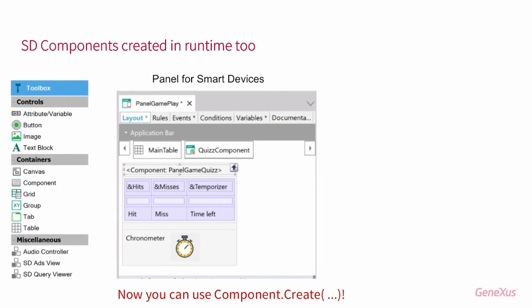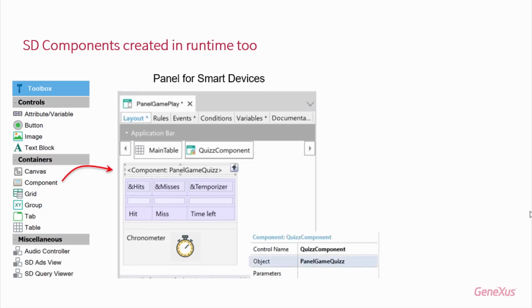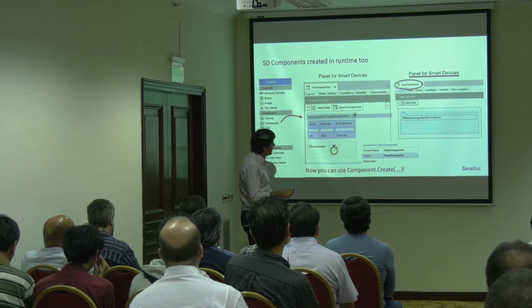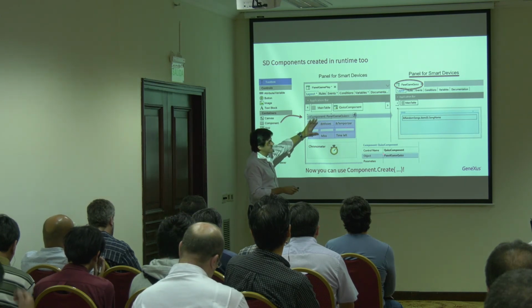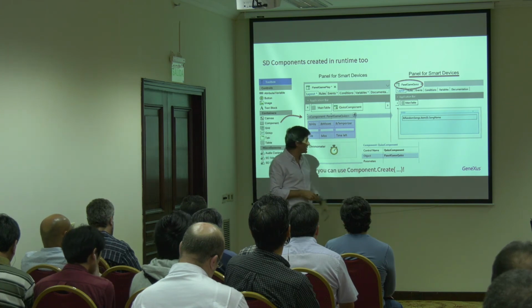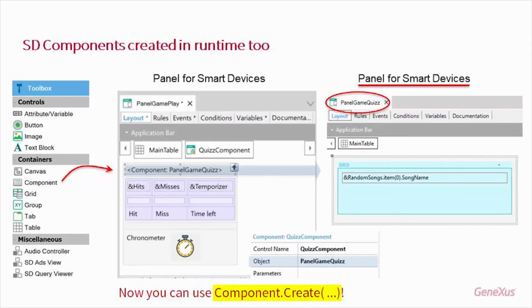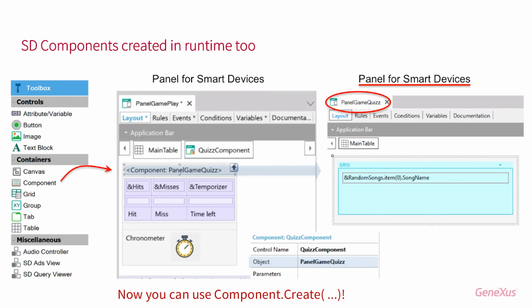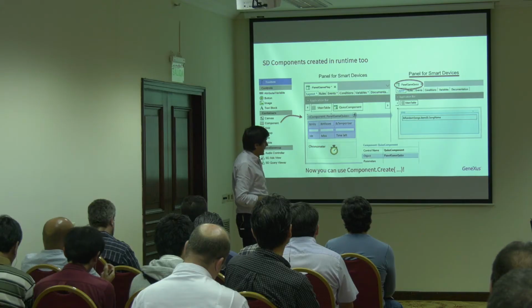And another interesting thing to level the SD with what we had for web is the possibility of creating components in runtime too. So in a layout, up to now, we could put an object component, SD component, but we had to reference directly the properties. We had a panel here, the panel game quiz, where you see a grid, and we had this component layout, and in the properties we told it what this object. Now you can use the create for the events in order to create it dynamically. So in runtime, we can choose which panel we want to choose in a certain section of our screen.